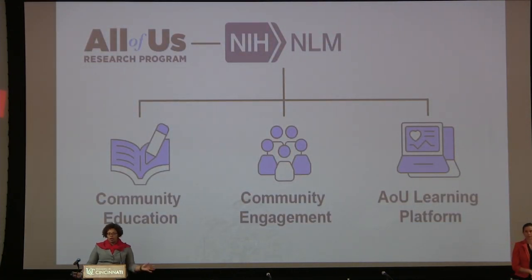So the specific goals of the partnership between the All of Us Research Program and the National Library of Medicine fall along these three goals. So again, hopefully you see engagement in a lot of this. There's education of both library staff who are helping their patrons, as well as community engagement, so helping libraries to engage their communities. And then finally, we specifically have a learning platform for and about the All of Us Research Program. So doing all of these helps us reach the two main goals: helping libraries improve the health literacy in their communities, and also raise awareness about the All of Us Research Program.